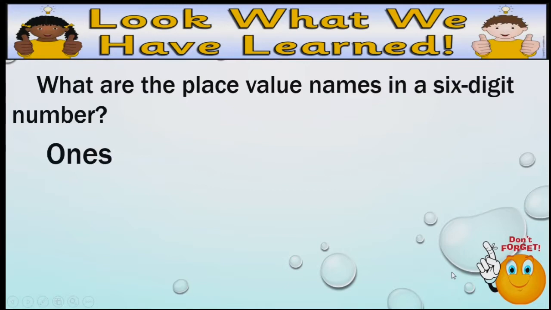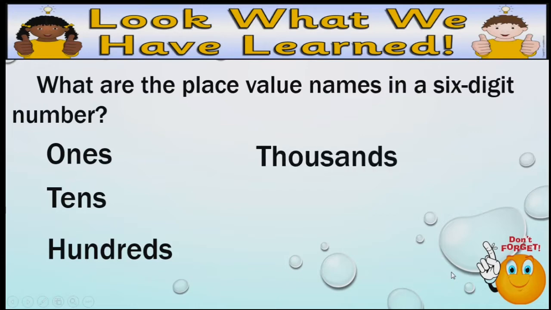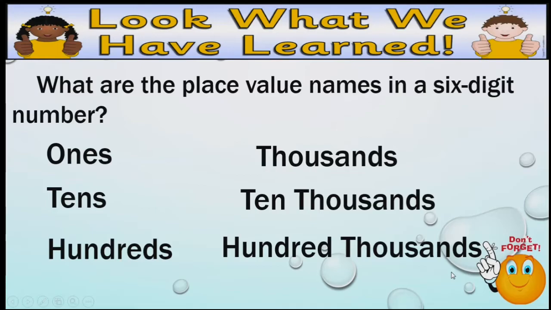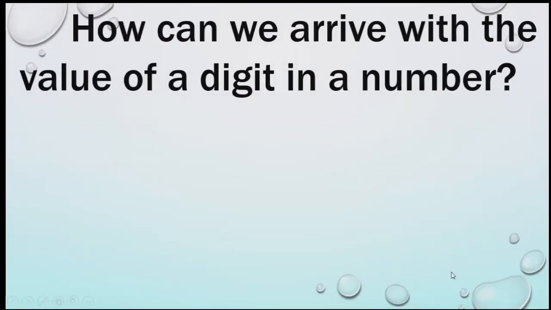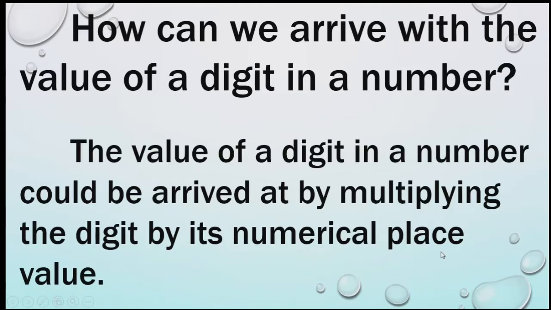We have ones, tens, hundreds, thousands, 10,000s, and 100,000s. How can we arrive at the value of a digit in a number? The value of a digit in a number could be arrived at by multiplying the digit by its numerical place value.